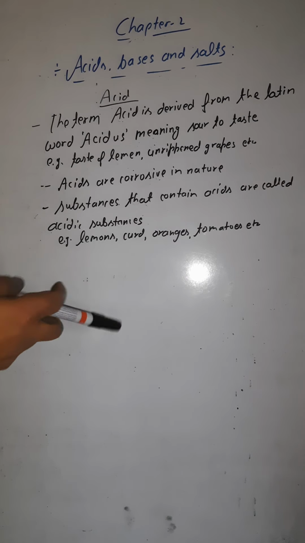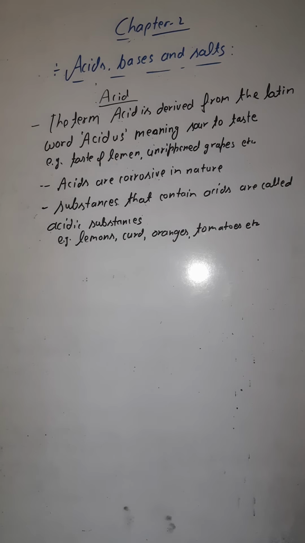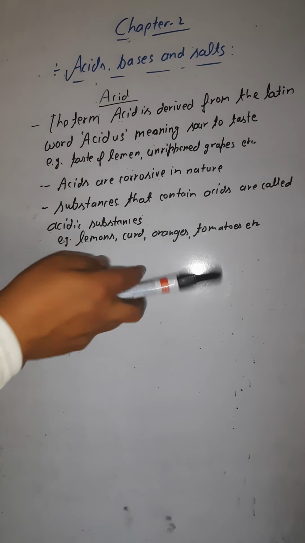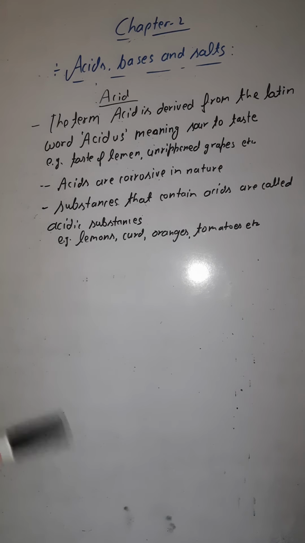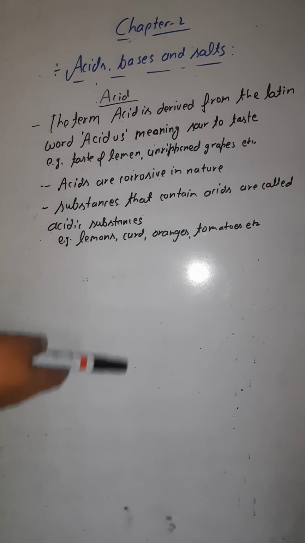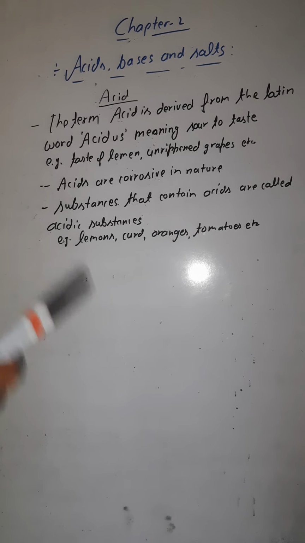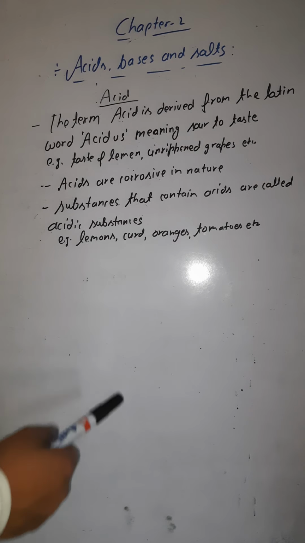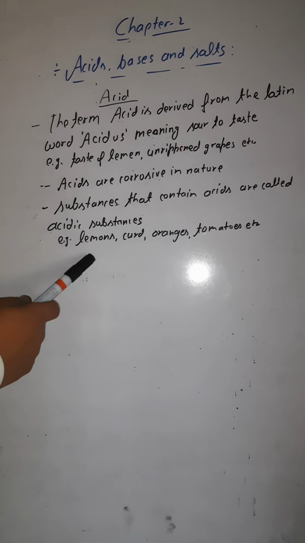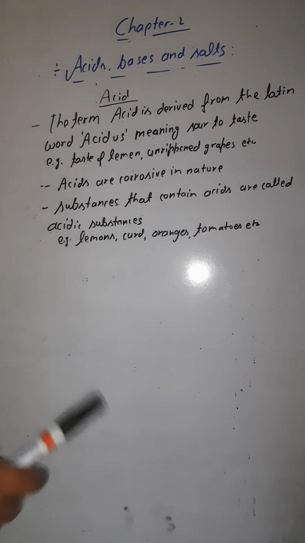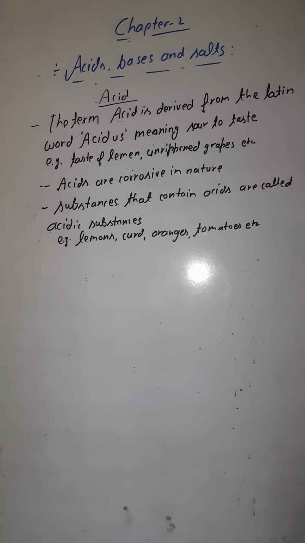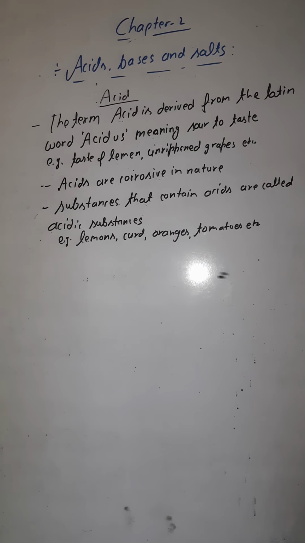Next, acids are corrosive in nature. That you also have to understand here. What is corrosion? That we have already discussed in the previous chapter. Corrosion of the iron metal is also called rusting. Corrosion of different metals we have discussed already. So acids are also corrosive in nature. Next, substances that contain acids are called acidic substances. For example, lemon, curd, orange, tomatoes. All these are acidic substances because all these items contain some amount of acids in them. Just note it down. After that we will discuss the Arrhenius concept.